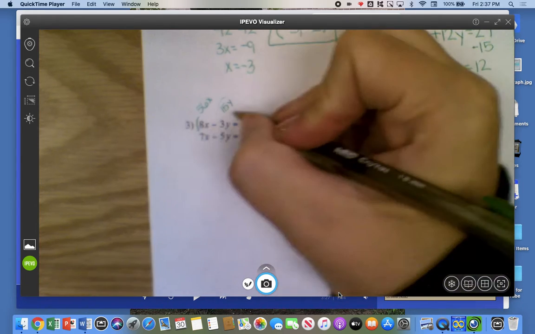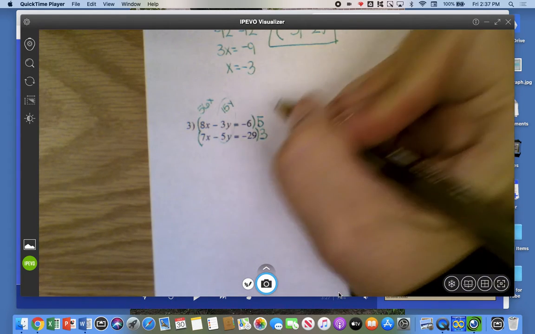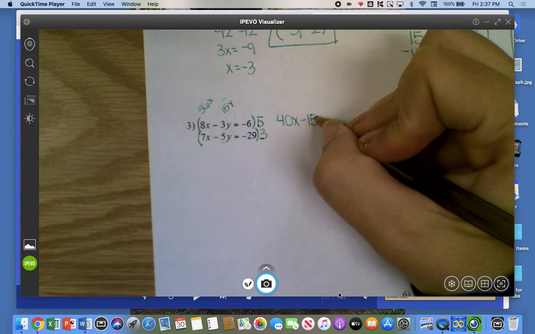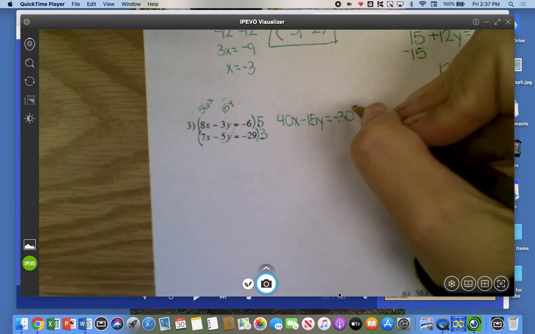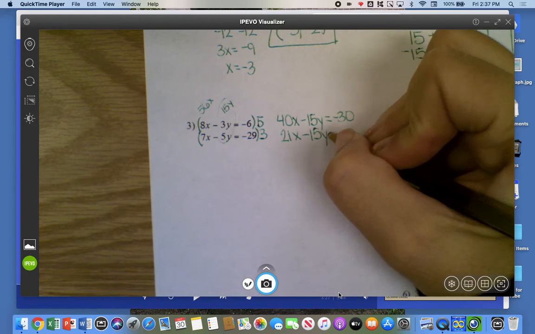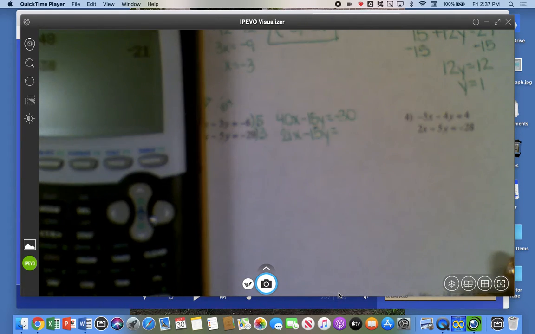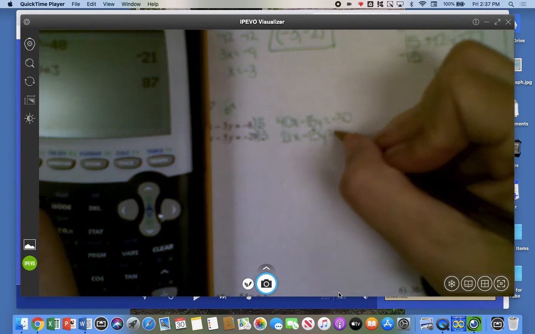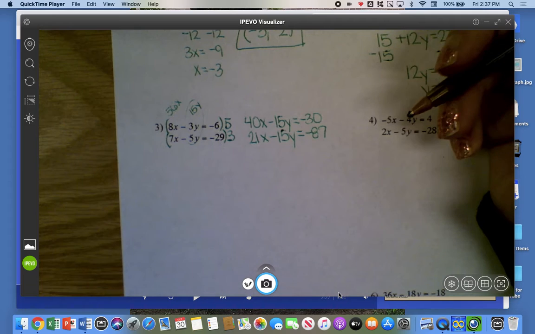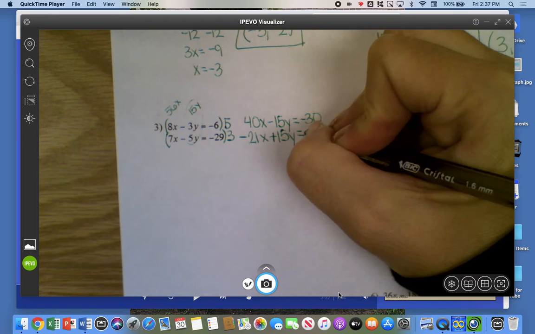So in order to get this to be 15, I got to take it times 5. And then the bottom, I'm going to take it times 3. And I get 40x minus 15y equals negative 30. And on bottom I get 21x minus 15y equals 29 times 3 gives me 87, but it's a negative 87. Now right now, both 15s are negative. So we do need to change the signs in one of them. I'm going to pick the bottom one.